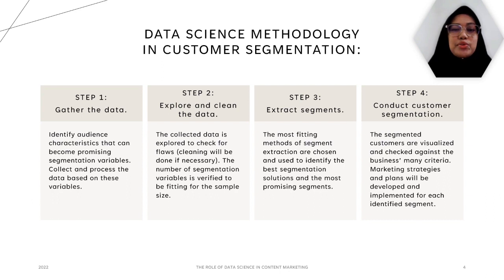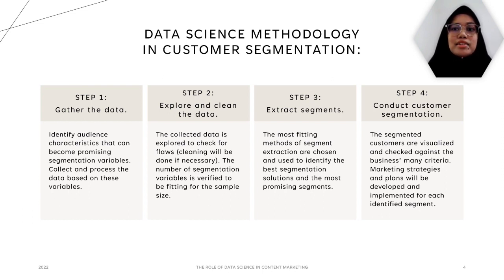Dimensionality can be reduced using techniques like principal components analysis. Step 3. Extract segments. The most fitting methods of segment extraction are chosen based on the data's properties. Common clustering methods include k-means, the naive Bayes technique, neural networks, and self-organizing map techniques. These will be used to identify the best segmentation solutions and the most promising segments.